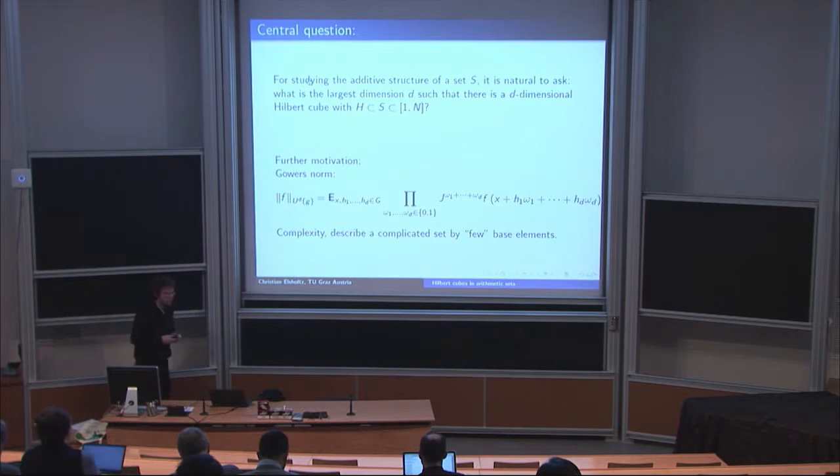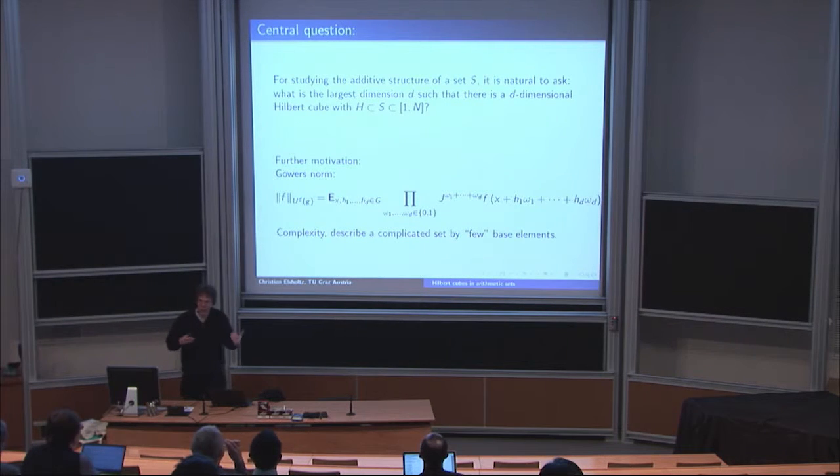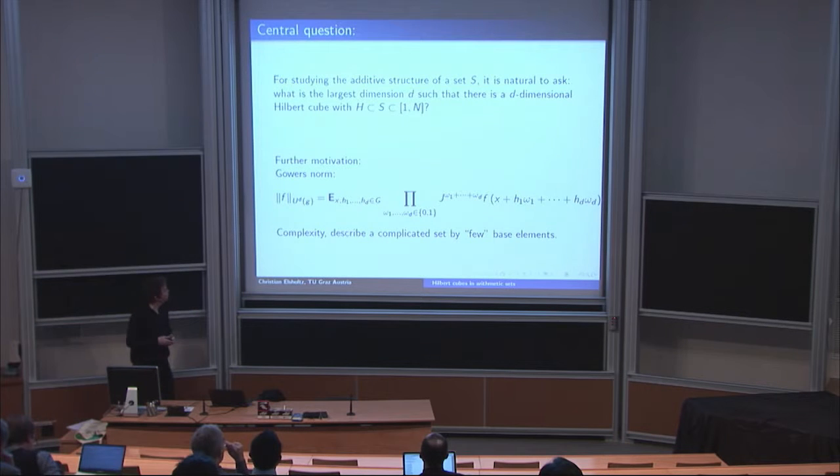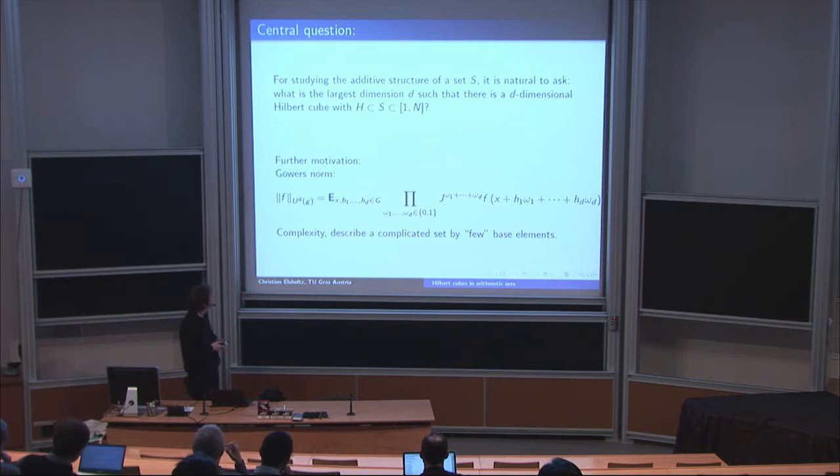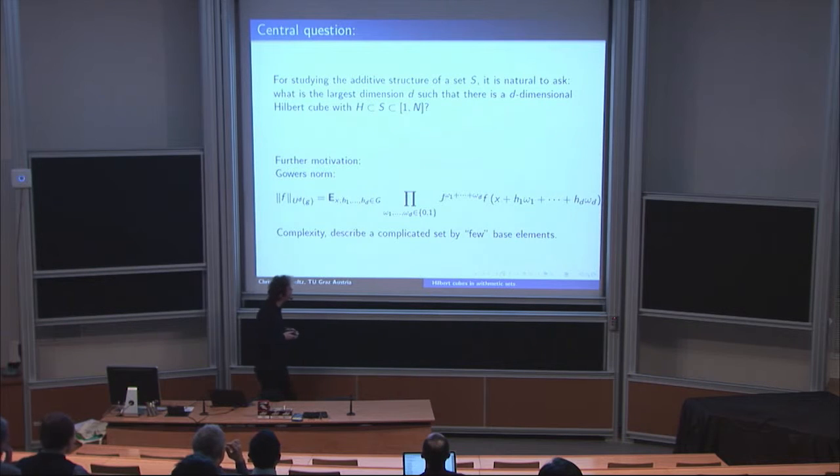So if you want to study a particular set S and understand its additive structure, it's quite natural to ask: does the set contain Hilbert cubes, or does it contain large Hilbert cubes, large meaning with high dimension d? And there could be further motivation coming from very different areas. I mean, the Gowers norm, which we don't need here, just to say it evaluates the function f at the values of a Hilbert cube, and it's of course closely related to arithmetic progressions, which we also will use later, but otherwise we don't use the Gowers norm.